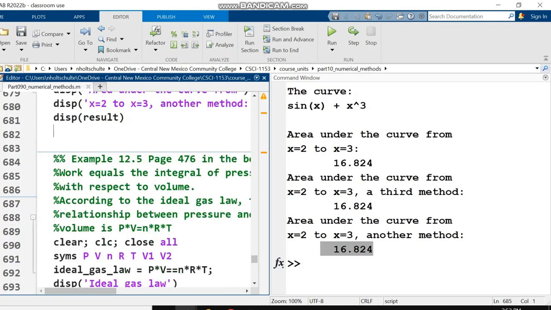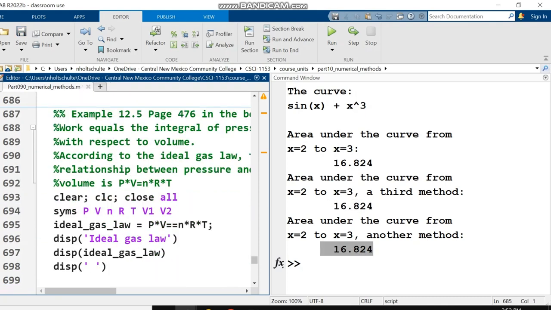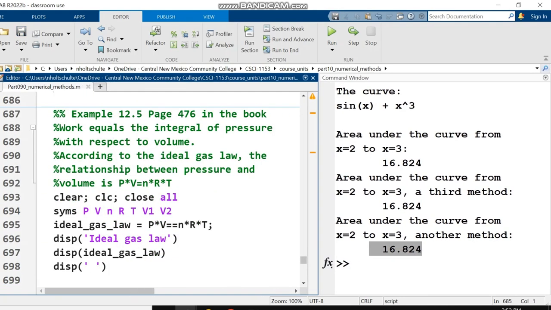Continuing on down, we have an example problem from the book MATLAB for Engineers, 5th edition. This problem is on page 476 of that book. And according to this problem, work equals the integral of pressure with respect to volume. Now, this applies to like the pistons in an internal combustion engine. At least that's what they tell me. I'm not an expert in this area.